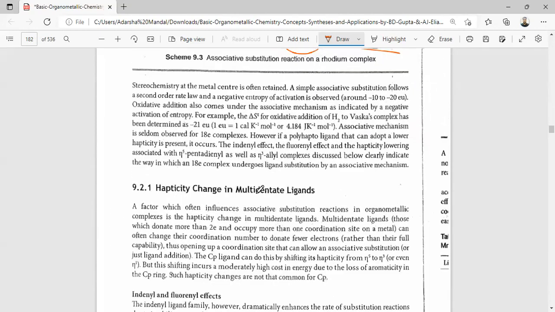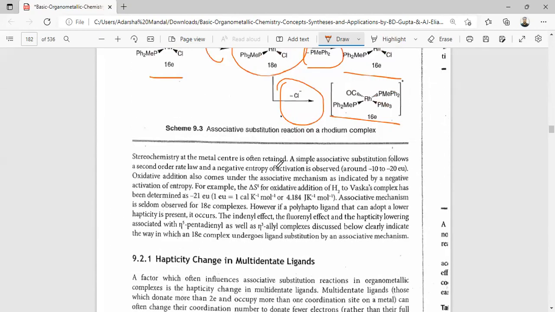Simple associative substitution follows a second order rate law, and a negative entropy of activation is observed. Oxidative addition also comes under the associative mechanism and is indicated by a negative activation entropy. For example, delta S for oxidative addition of H2 to Vaska's complex has been determined. The associative mechanism is seldom observed in 18 electron complexes.